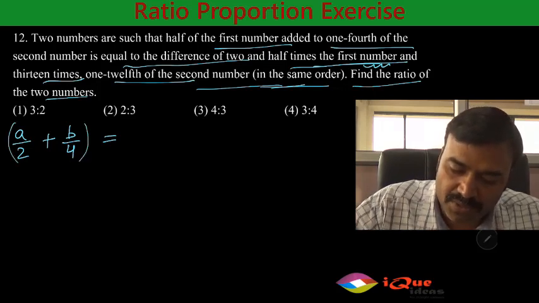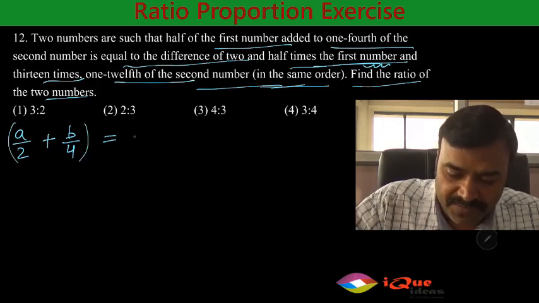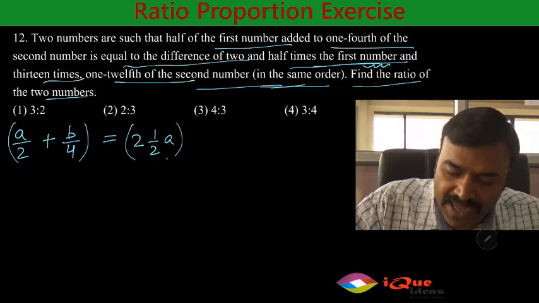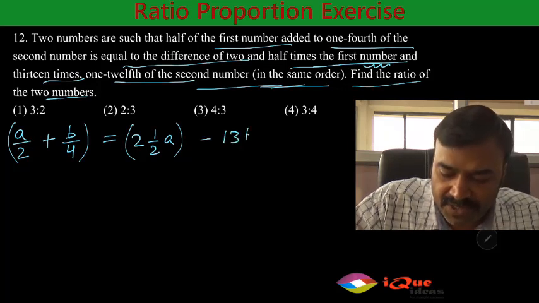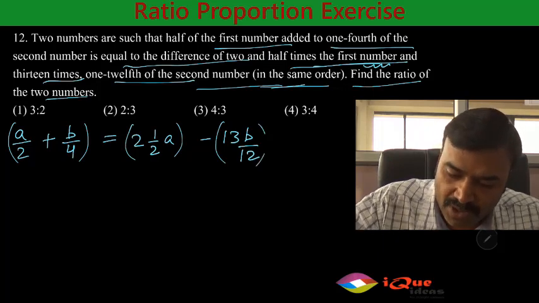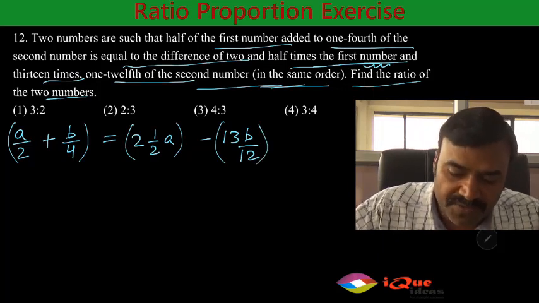The sum should be equal to the difference of 2.5 times the first number, and 13 times 1/12 of the second number, so it is 13b by 12. So the difference of these two taken in the same order. Okay, so this is what we have.